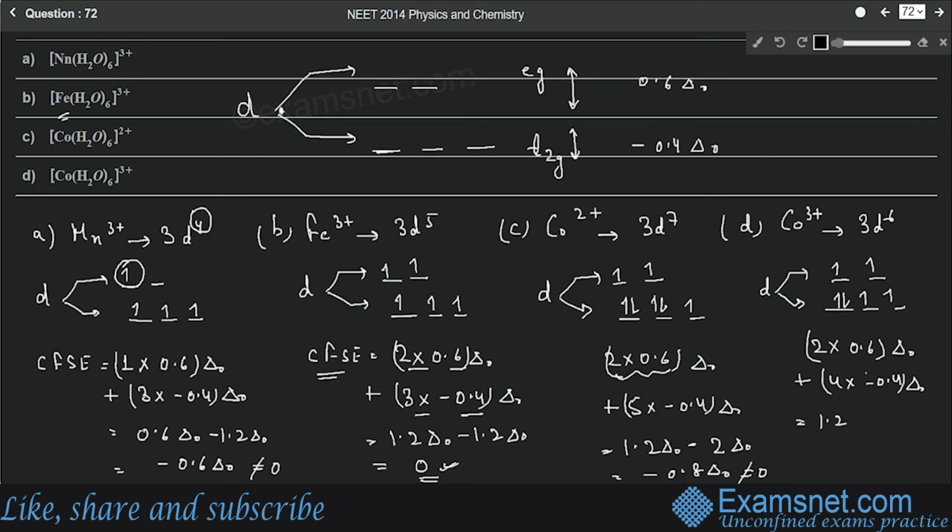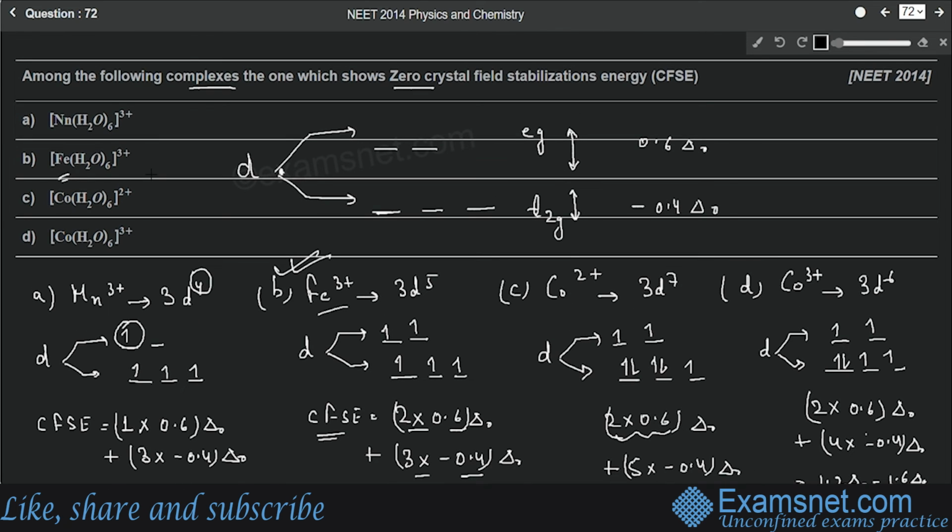So 1.2 delta naught minus 1.6 delta naught, that is equal to minus 0.4 delta naught. So this is also not equal to 0. So the only one in which we are getting the value 0 as the crystal field stabilization energy is the second one, that is in Fe3 plus ion. Okay. So option B will be the correct answer.